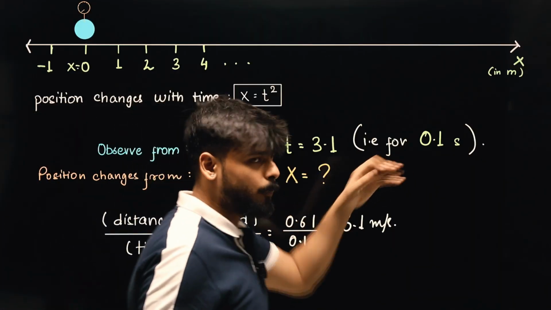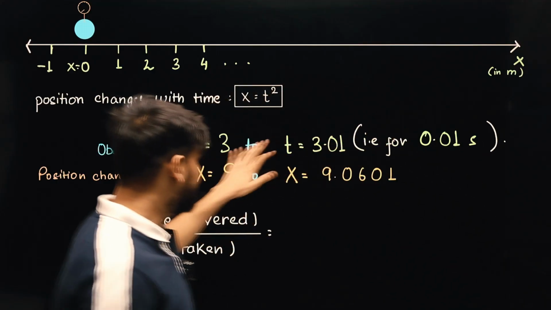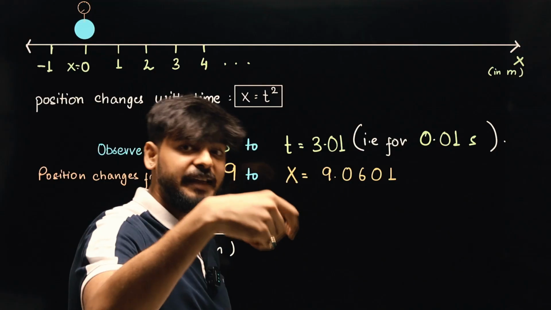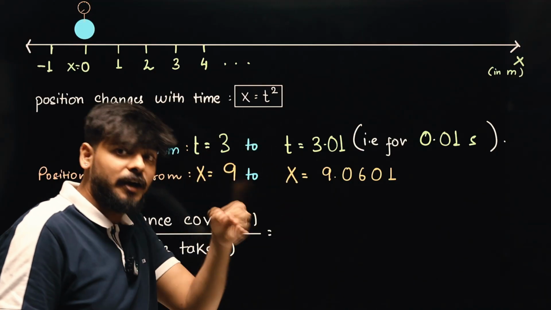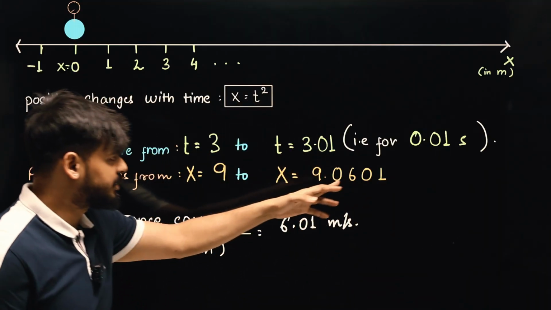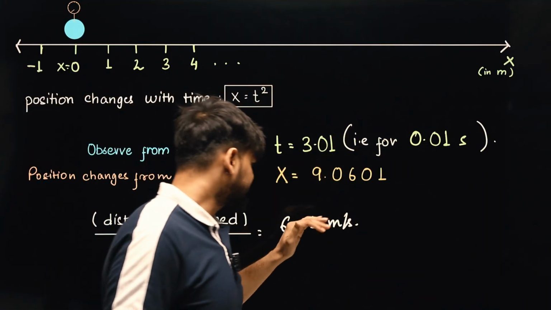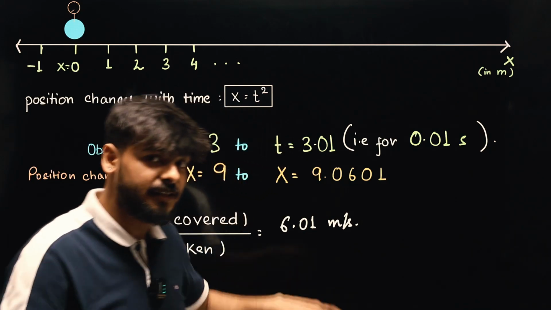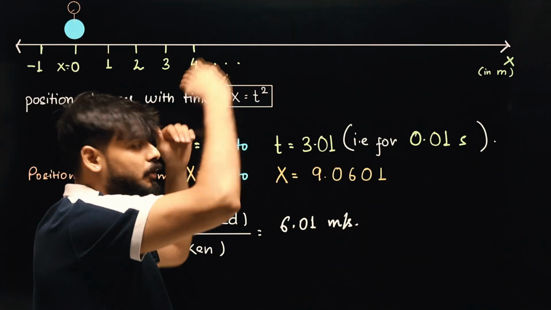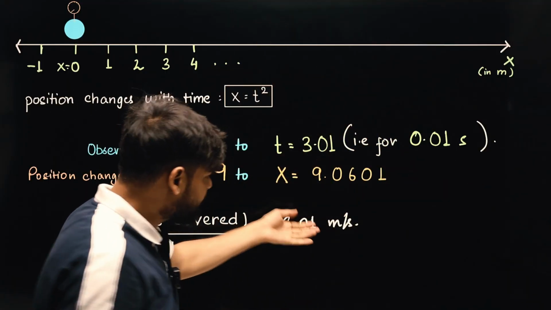In fact, even if I took 0.01 seconds, like I've done over here, I would find that the change in position is 0.0601, and then the speed value would come out as 6.01 meters per second. Let me write that. But then again, this is only an average over this interval. Of course, now this answer is a much better answer than the first answer we got, 7 meters per second, when we had observed from t equal to 3 to t equal to 4. But this is still not the best we can do, right?